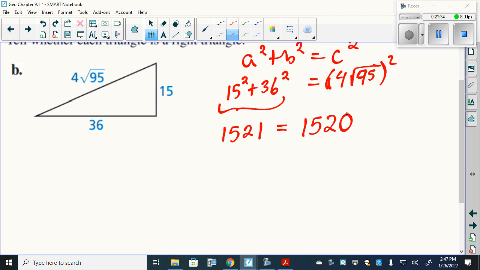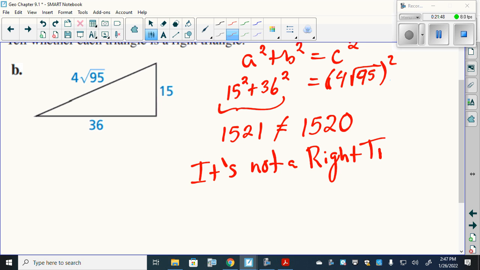So do these two give us the same value? No. So it's not a right triangle. Because if they're not equal, then it's not going to be a right triangle. Any other questions on this here?